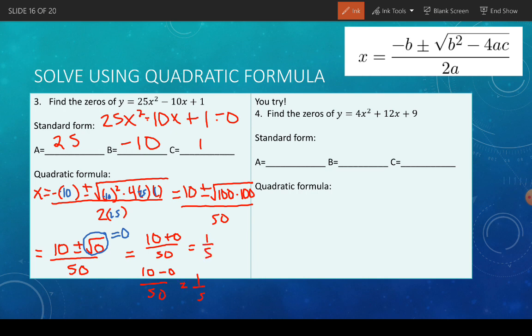Okay, so when we have the same number, that means we just have one solution. Okay, so the only answer to this would be 1/5. Okay, so go ahead and try number 4. You should get one solution. You'll have two of the same answers, so that answer would just be one of those numbers.